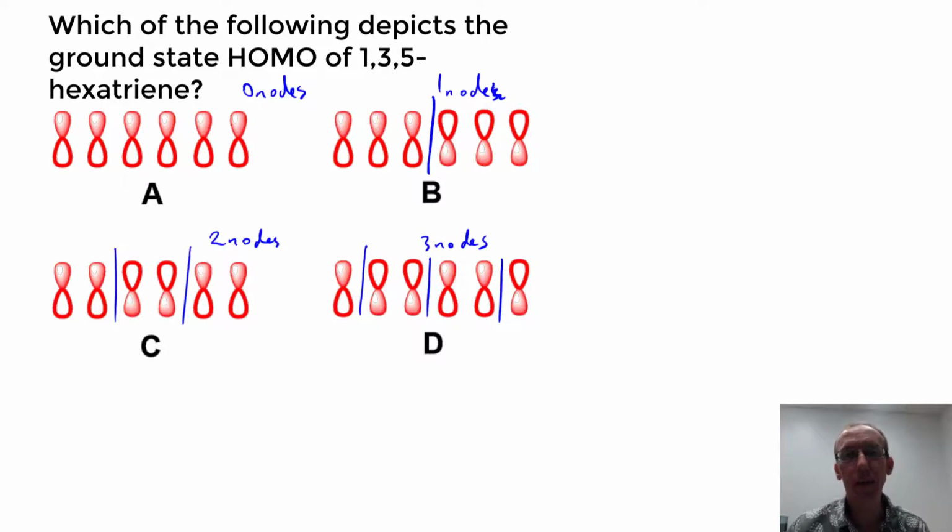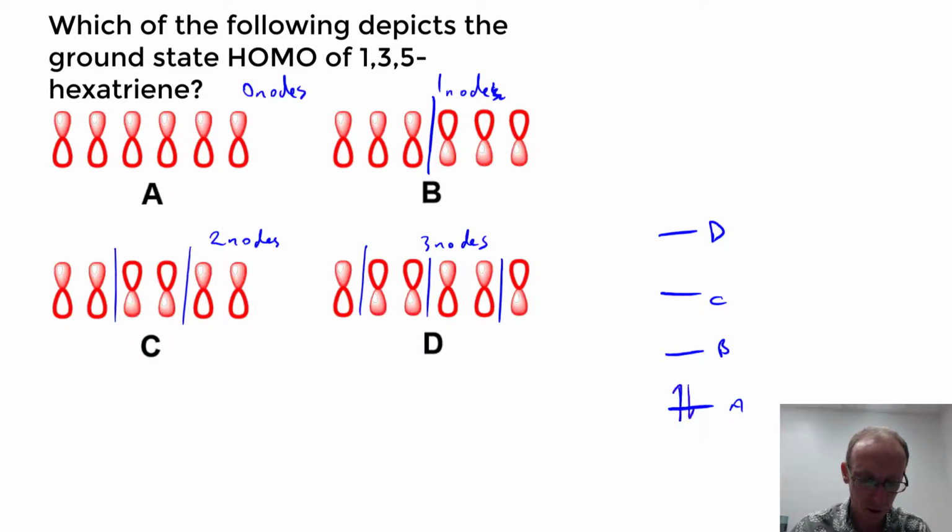Okay, so they're already in the order in which they would be energetically, so we're going to have an energy diagram like this, where we have A, B, C, D, and of course we'd normally label them psi 1, 2, 3, 4. And because it's a hexatriene, we have 6 p orbitals, each one contributes one electron to the system, so we have 6 electrons in total.